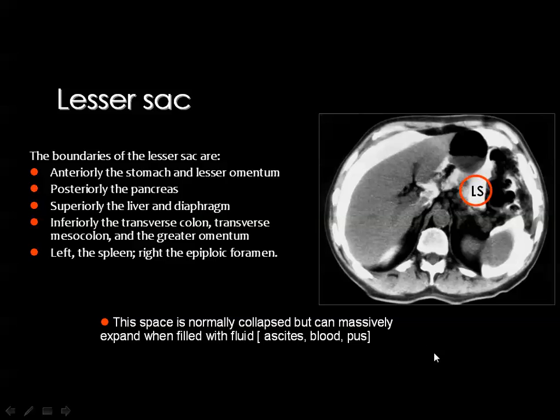Then the lesser sac, as I have said, is located posterior to the stomach, anterior to the pancreas, and is connected to the greater sac through the foramen of Winslow, which is approximately located in this particular area.